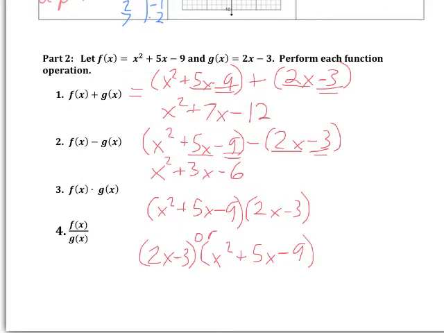The idea here is I'm doing a large amount of distribution, so that would give me 2x cubed, 10x squared, and a minus 18x, and then I would go through and do these.